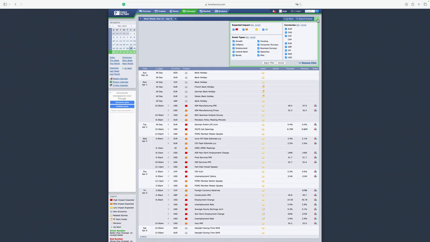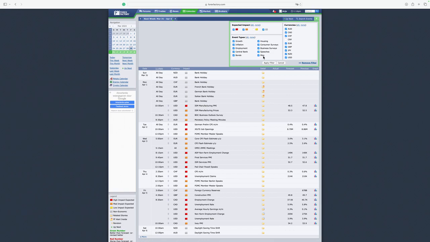If you want to click on the filter, that right there is the funnel, the little funnel at the top right. Then right here, we have the red folder news. I want to see those. I want to see the orange folder news. I don't want to see the yellow folder news. I don't really care about that unless I'm trading crude oil and there's crude oil inventories.